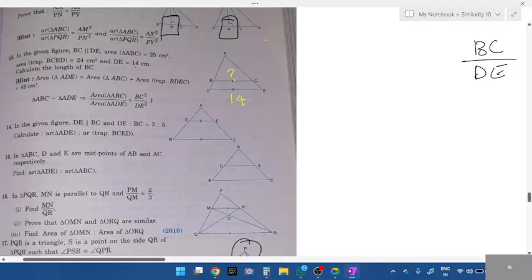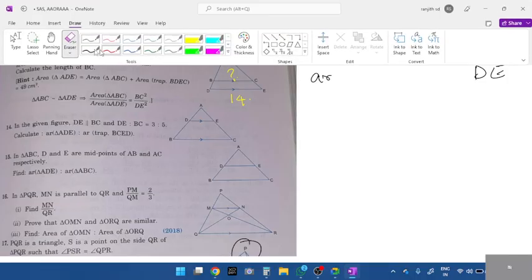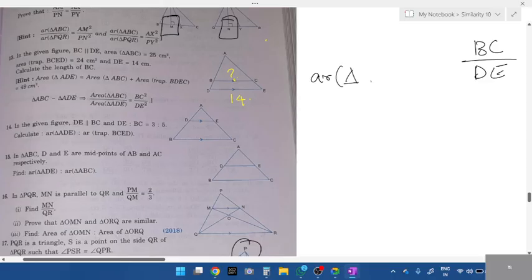There are two areas given. What are the two areas given? Can you tell me the area? First area, area of triangle. Respond, all of you will respond. Area of triangle ABC. What's the other one given? Area of trapezium.